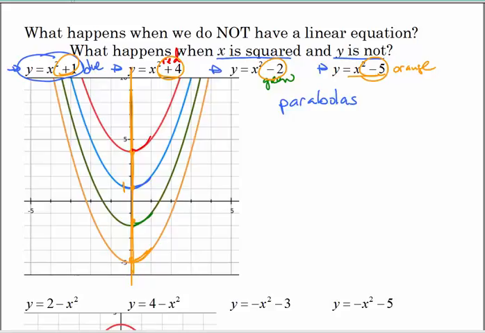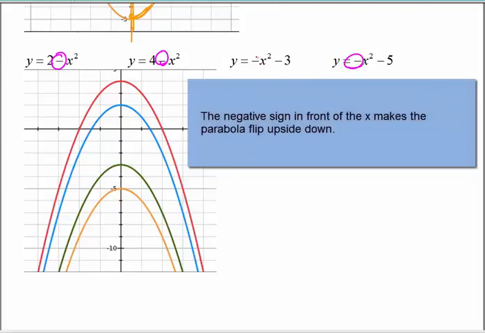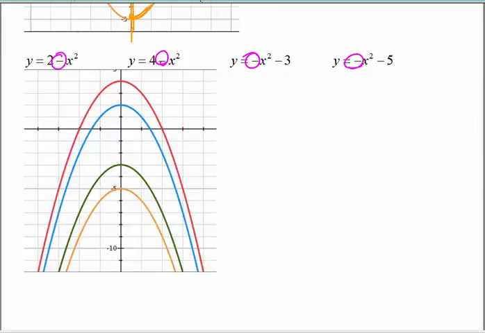But let's hold on. Let's see what happens if I flip them upside down. Well, what has caused them to flip upside down is this negative sign. The negative is in front of the x squared, so it makes it flip upside down. All right, so let's go through and look at these numbers. So I have a positive 2. I bet that's the blue one. This number is a positive 4. That's the red graph. Minus 3. Which color do you think it is? Green. And the minus 5 is the orange one.